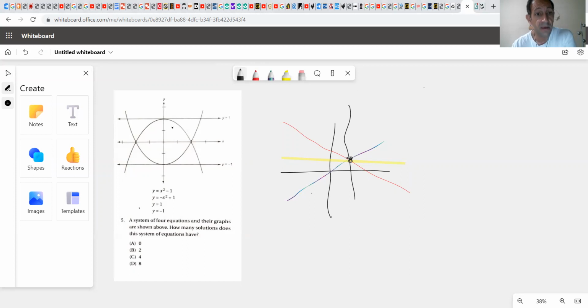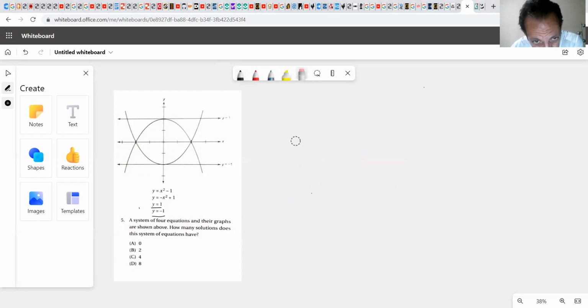But in this case, we have these 4 graphs, and you can see that they do not all meet in one place. Right off the bat, if you just looked at these 2, the y equals 1 and the y equals -1, it should be very clear. So if I just did that, here's a graph, and let's say here's y equals 1, this is 1 right here, and then y equals -1. So they're 2 parallel lines, and they will never meet.